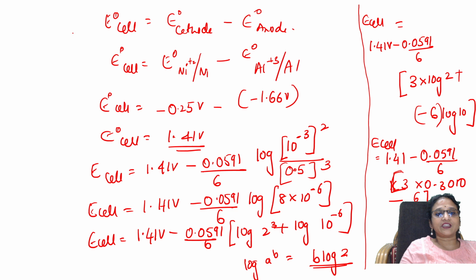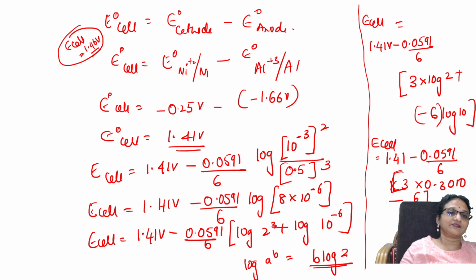So let me write the final answer here. Yes, students, the final answer, if you solve 1.41 minus 0.0591 by 6 and all these you multiply, you'll be getting E cell value equal to 1.46 volts. Right, students? Easy? It is a very easy sum. I've explained everything. Let us see one more question.